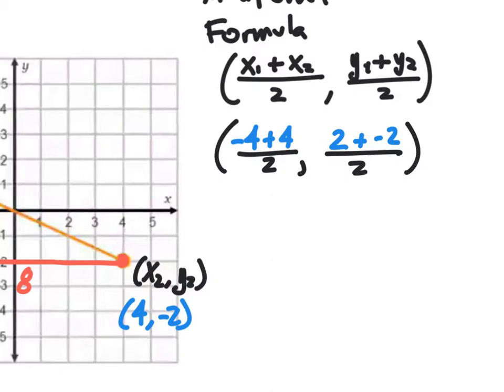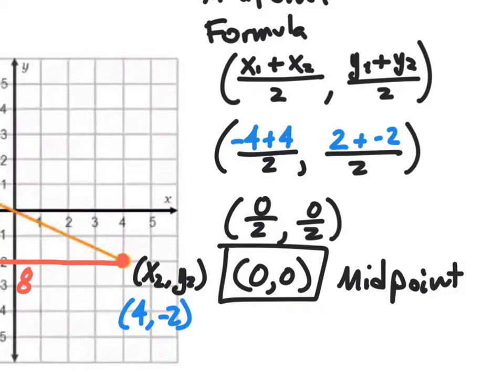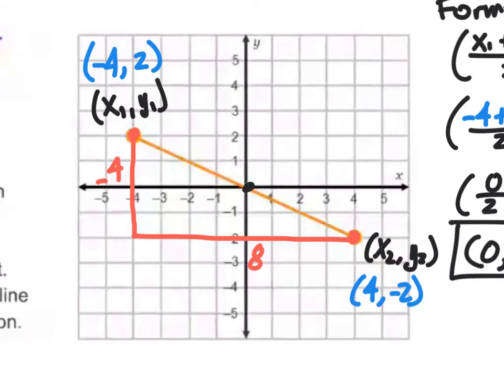Now I'm just going to evaluate this. I've got -4 plus 4, which is 0, so this gives me 0 over 2, comma, and 2 plus -2 gives me 0 over 2. And so I have the point 0, 0. This is my midpoint. Notice how when I evaluate this, I don't have any equal signs and I'm just getting down to a single point. This part gives me the x value of my midpoint, and same thing here. So this point right here, the point 0, 0, is my midpoint.